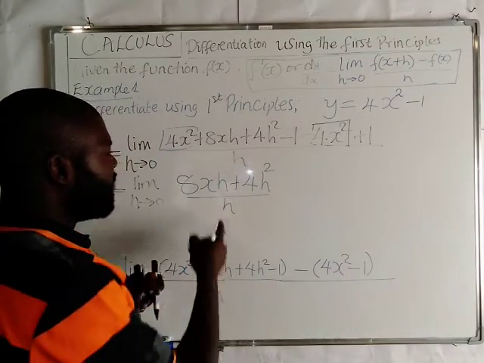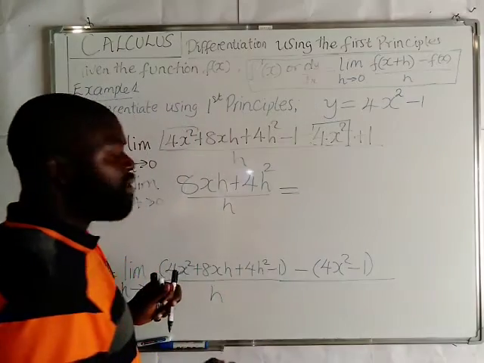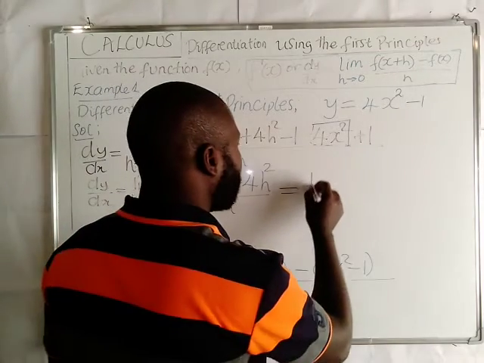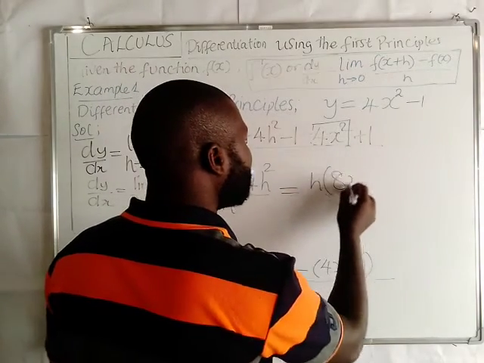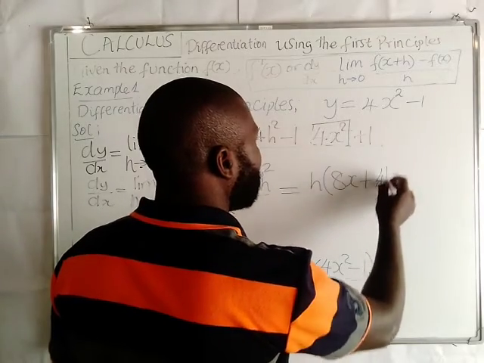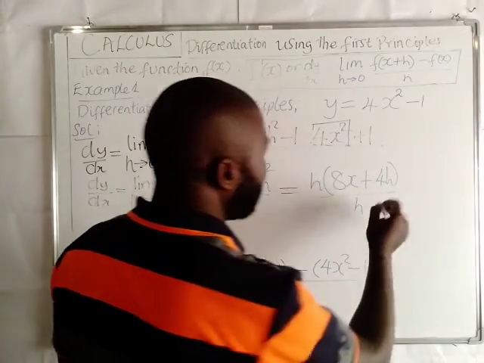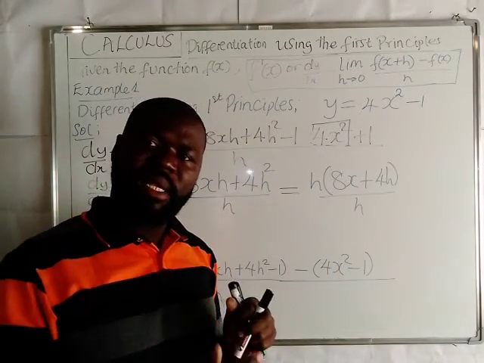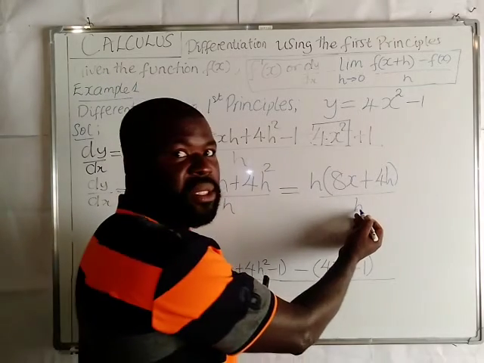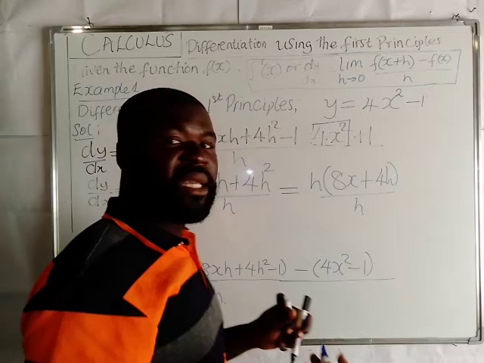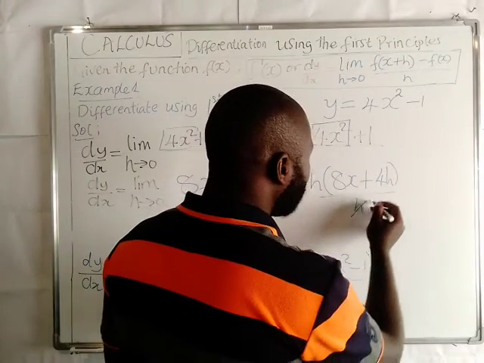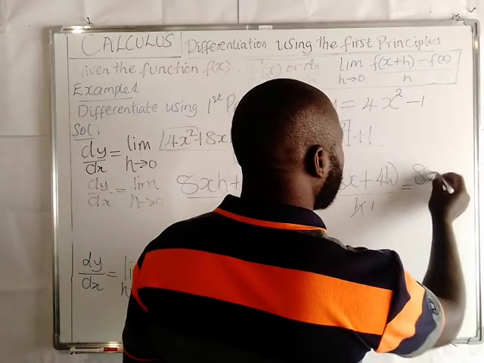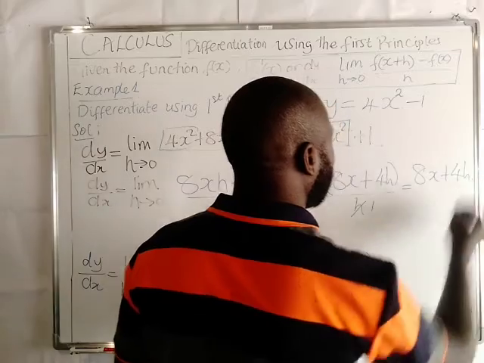Okay, so you can see from here we are going to continue as follows. We are going to factorize the h on the numerator so that we have h times 8x plus 4h, everything over h. So you can see at this stage, h is common on the numerator and the denominator. So again here we can easily divide. We say h into h is 1, h into h is 1. So that we have 8x plus 4h. We are still not done.